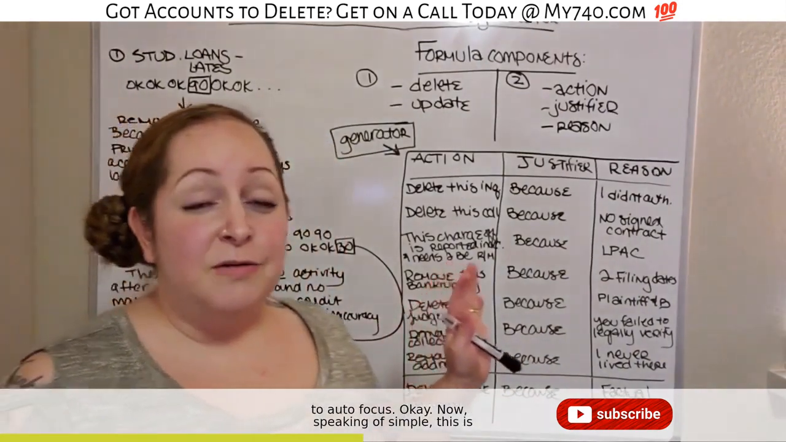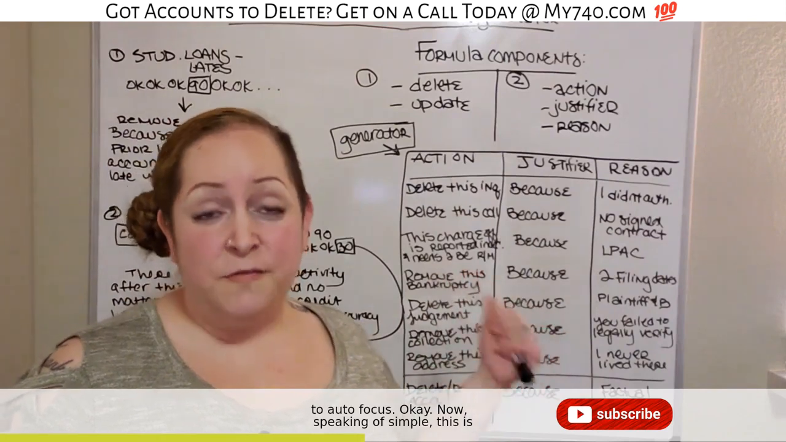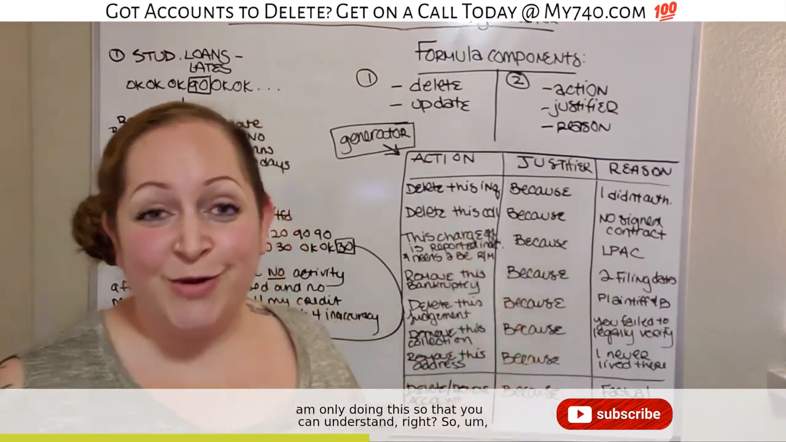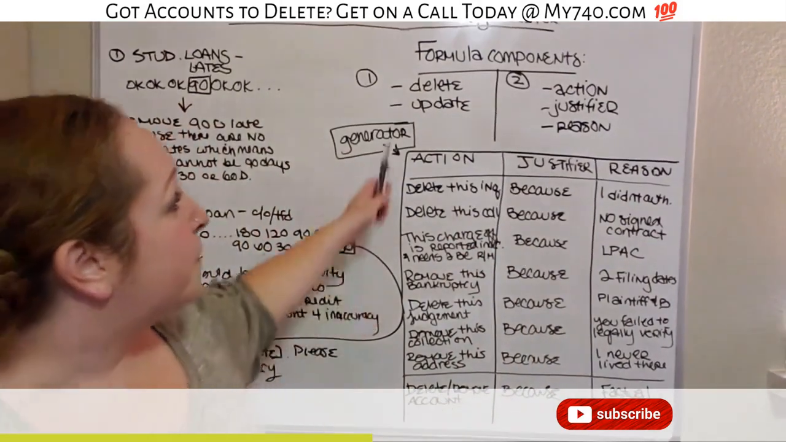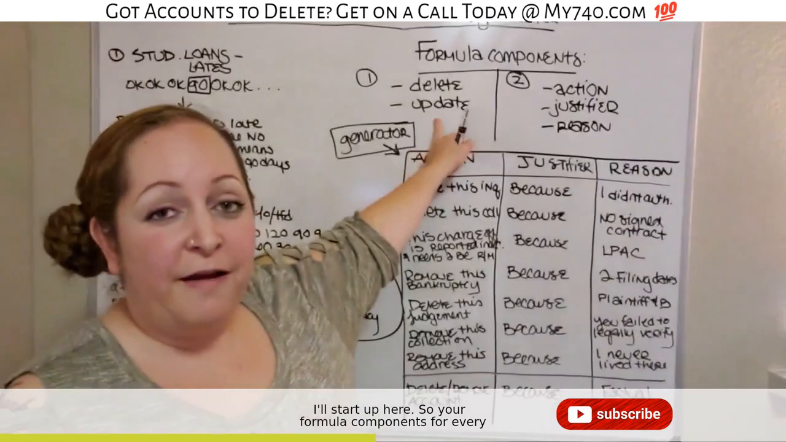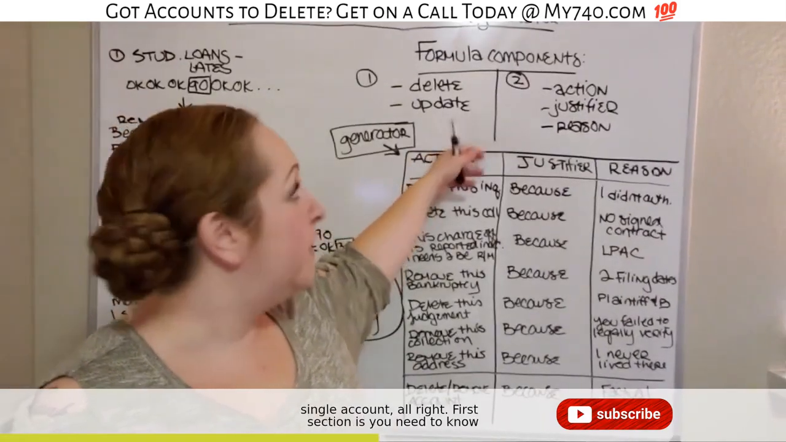Okay, now speaking of simple, this is very, very simple. You would not write your disputes like this. I am only doing this so that you can understand, all right? So I'll start up here. So your formula components for every single account, all right?